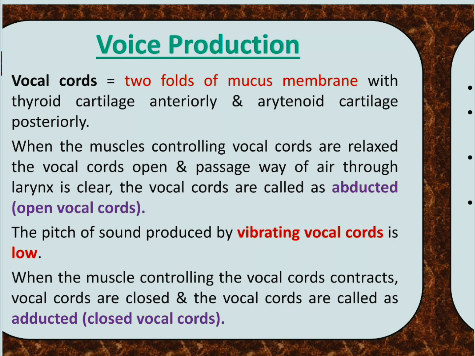Abducted means open vocal cords. When the muscles controlling our vocal cords relax, they open, and air enters through the larynx. It will clear, and the vocal cords are abducted. Air will pass there. The sound produced by vibrating vocal cords is low. When we vibrate the vocal cords, our speech is produced.